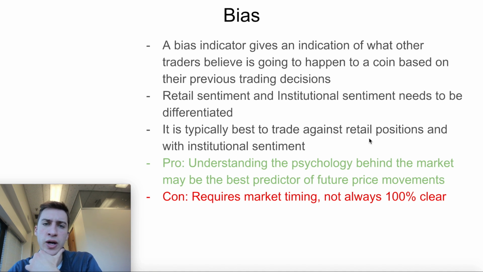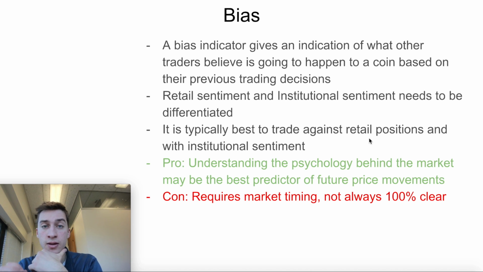This is actually more of a crowd bias kind of indicator. It gives an indication of what other traders believe is going to happen to a coin based on previous trading decisions. So if you see a lot of people buying, typically that would mean that they expect the price to go up. They would not be buying at that price if they didn't expect the price to continue going higher.